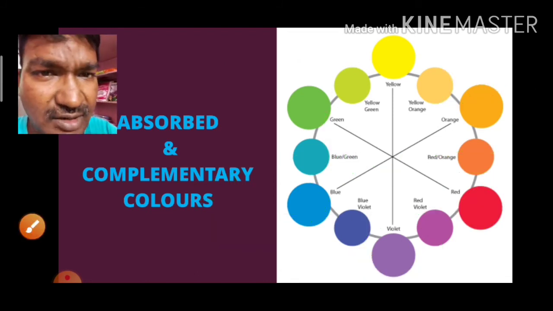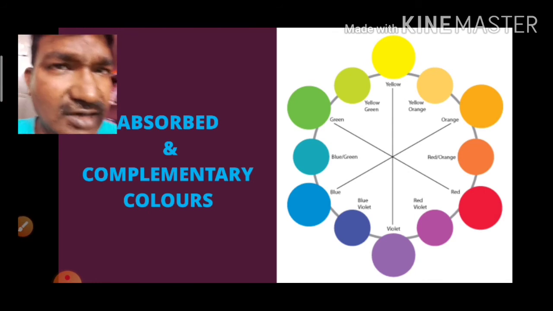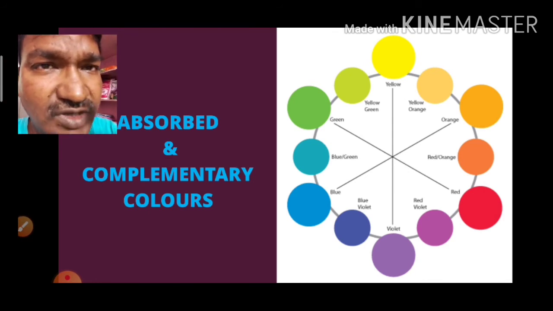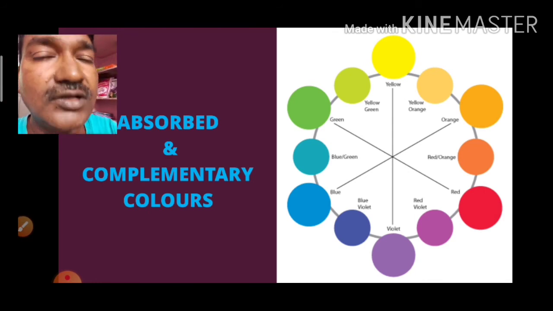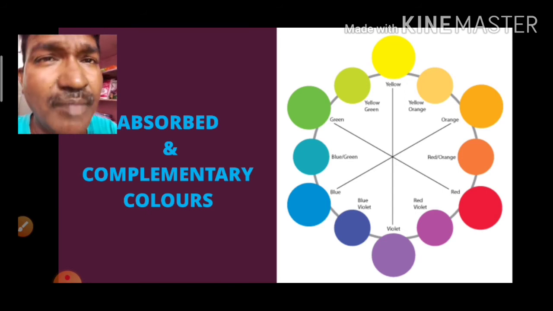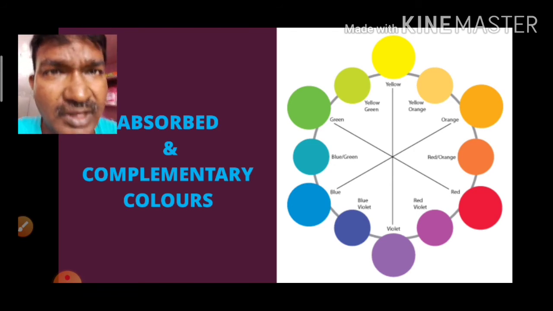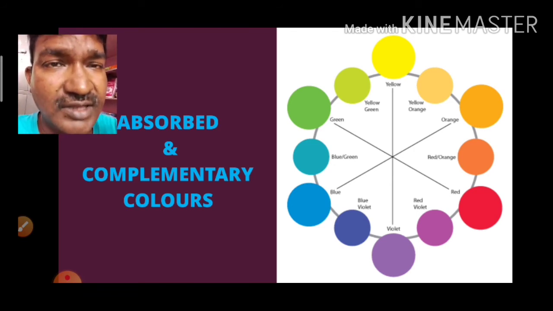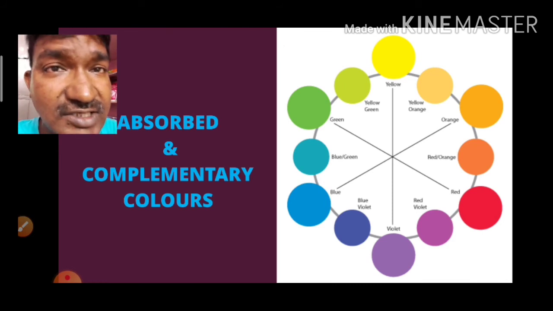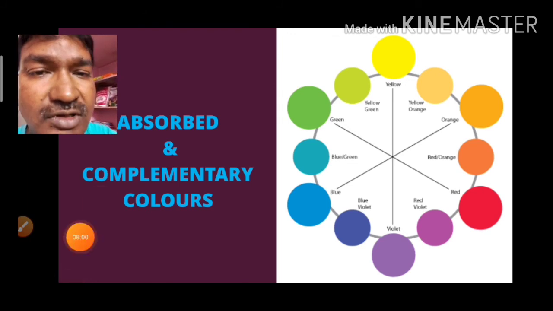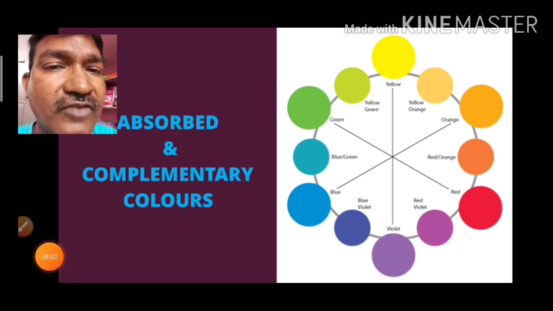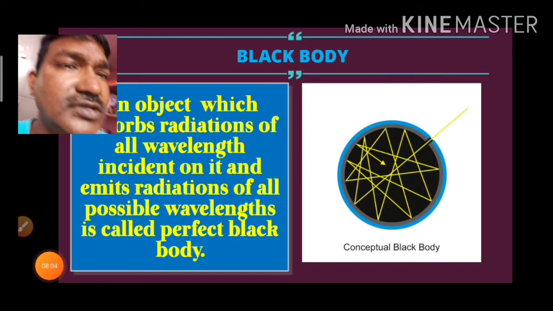An object appears in the color which is reflected by that object. That point we have to remember. That means, for example, we see an object in the red color if that object reflects the red light. So such a relation is there between the reflected light and the color of the object.